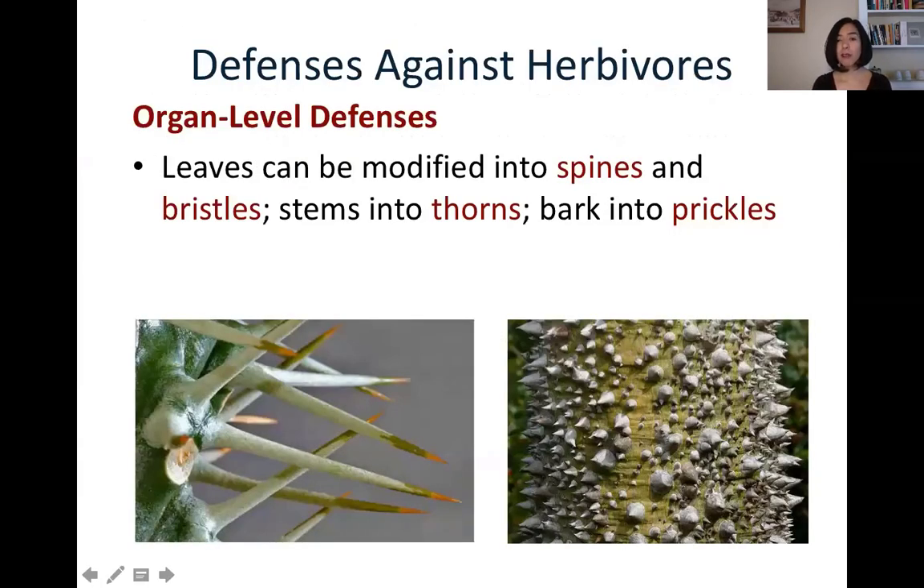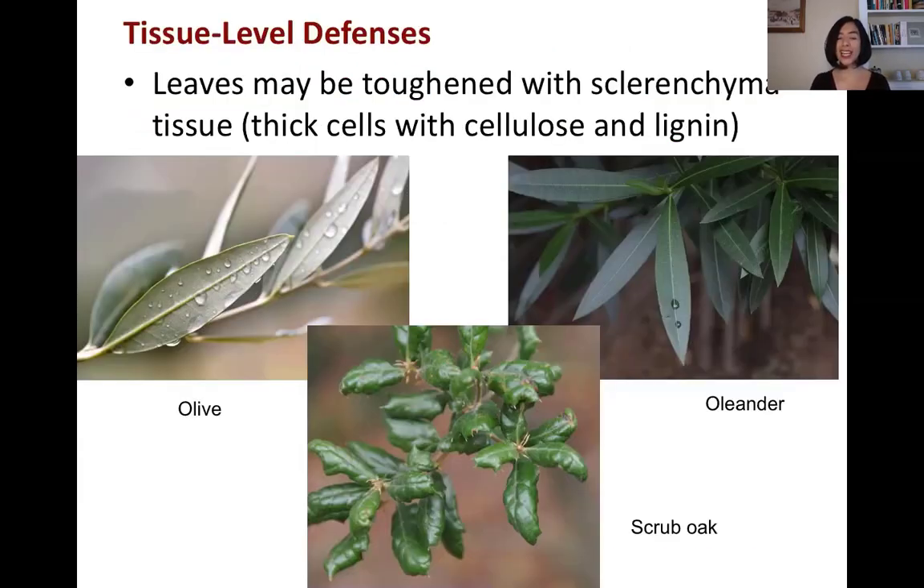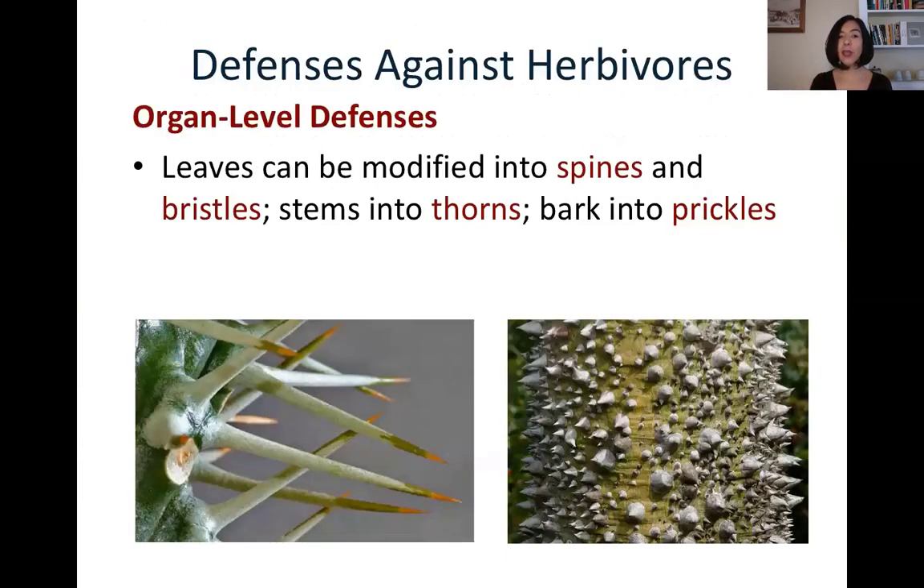At the organ level, we can have the whole leaf. In the previous example, we had a tissue, which was at the epidermal level, with an increase in the cell wall. But in this case, the whole leaf can become modified to defend the plant. This can be an example of modified leaves that are now spines, or bristles, or stems that form thorns, or bark that forms prickles.